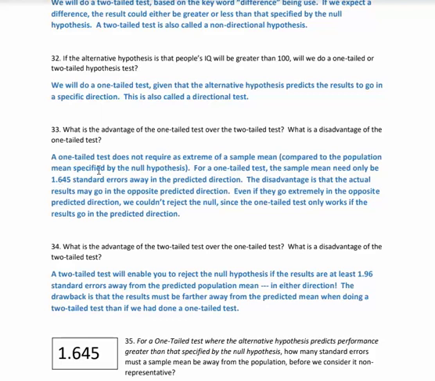33. What is the advantage of the one-tailed test over the two-tailed test? And what is the disadvantage of the one-tailed test? So for a one-tailed test, it does not require as extreme a sample mean compared to the population mean specified by the null hypothesis. For a one-tailed test, the sample mean need only be 1.645 standard errors away in the predicted direction. The disadvantage is that the actual results may go in the opposite direction from predicted. Even if they go extremely in the opposite direction, we couldn't reject the null since the one-tailed test only works if the results go in the predicted direction.